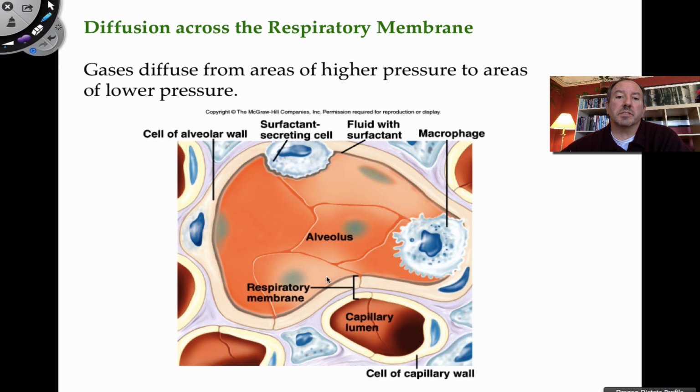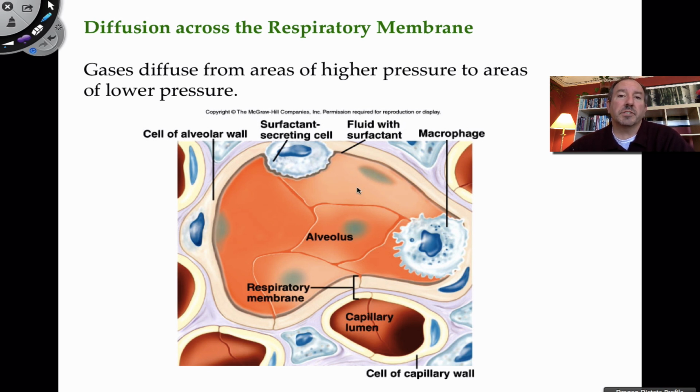There's so much mucus inside and so much fluid inside the air sac that the surface tension created by the hydrogen bonds would literally collapse the air sacs. And so in order to make sure that the air sacs are fully inflated, the surfactant, this lipid, interferes with the hydrogen bonding, and therefore the alveolar air sac is fully open.